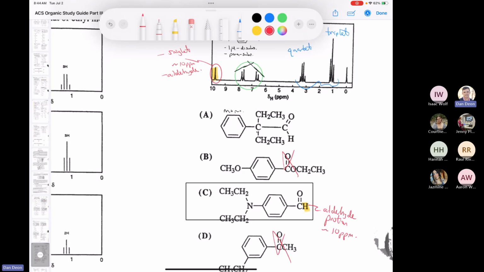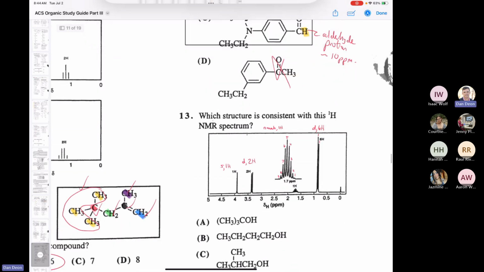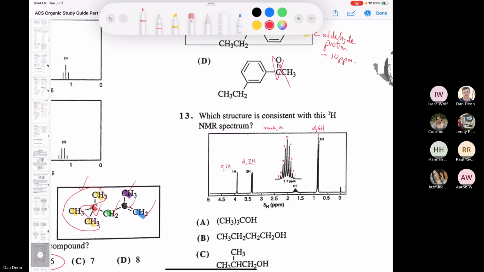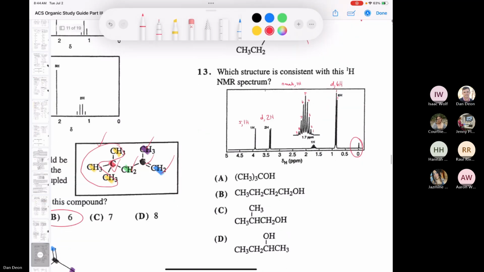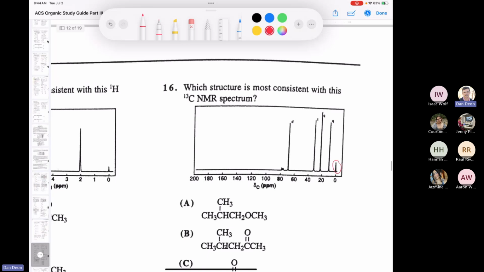Does that help? The aldehyde proton is always a singlet around 10. The spike at 0, could anybody tell us what the spike at 0 is? If you look, there's one at 0 there. There's one at 0 here. There we go. They all should have something at 0.